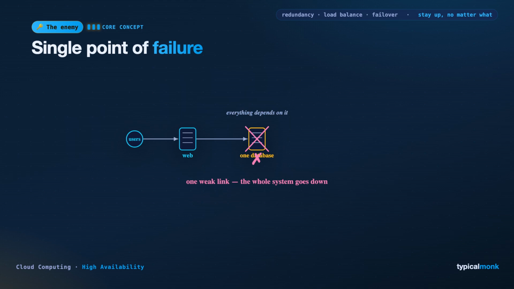And the answer to a single point of failure is essentially always the same. The technique that is the heart of high availability stops depending on any single one of anything. Which brings us to redundancy.